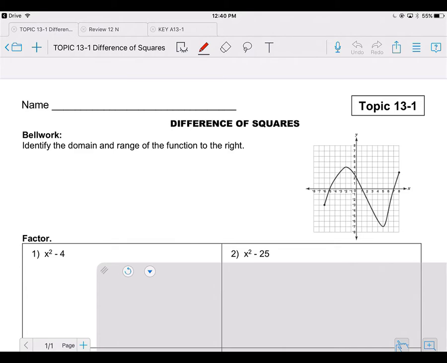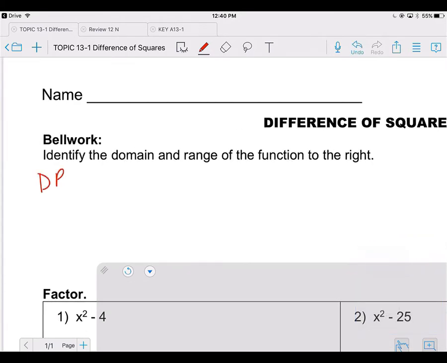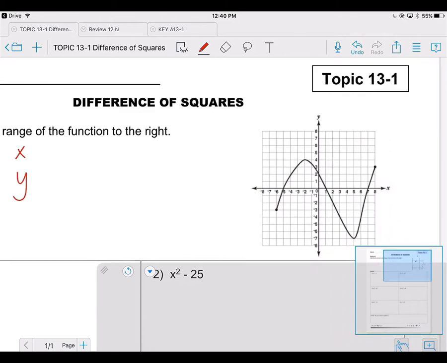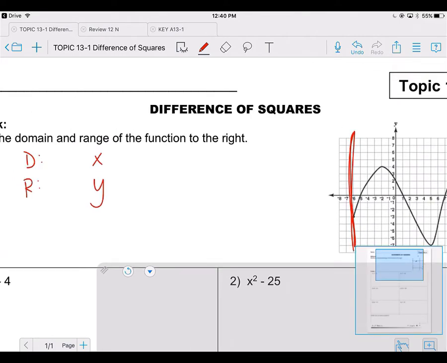So for the bell work, they ask us to identify the domain and range of the function to the right. Remember that Dr. XY helps us remember domain is our x's and range is our y's. Our x's are going from left to right, so we go as far left as we possibly can, which would be the value of -6. At -6, there is a filled-in bubble, so we put a line under the inequality.